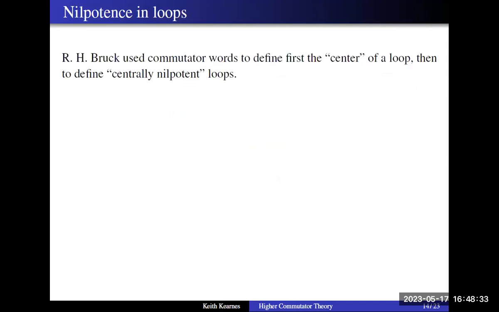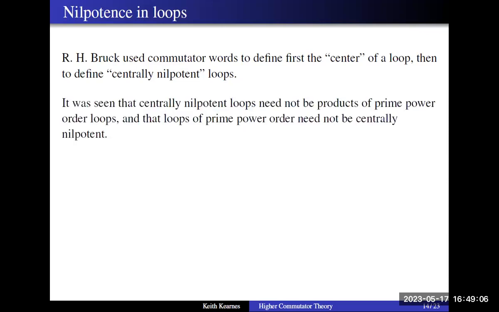Loops are non-associative groups. So Bruck defined the center of a loop using words. He had an associator word and a commutator word, and he wanted to define the center as something that, if you plug it into the associator or the commutator, it trivializes. So he defined what the center was, and then he defined centrally nilpotent loops: if you iteratively factor out the center until you're left with nothing, it's a centrally nilpotent loop. These were not well behaved.